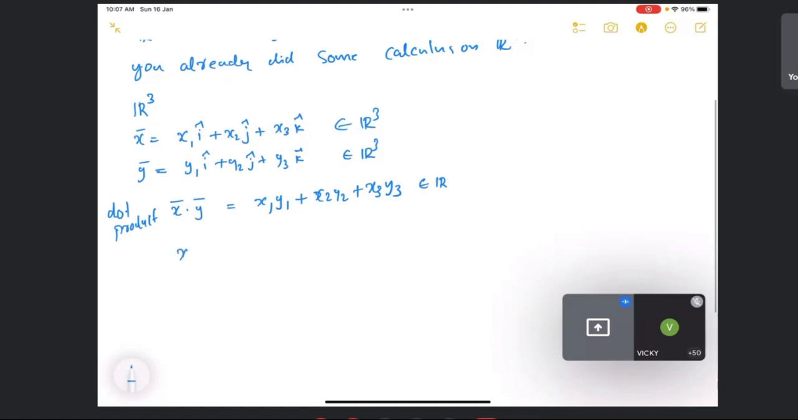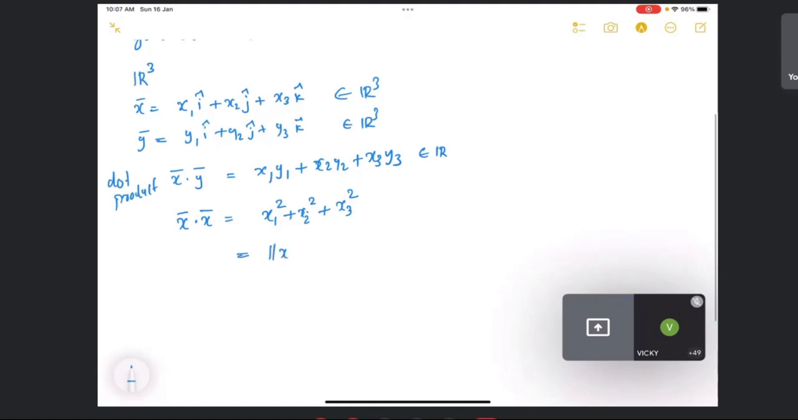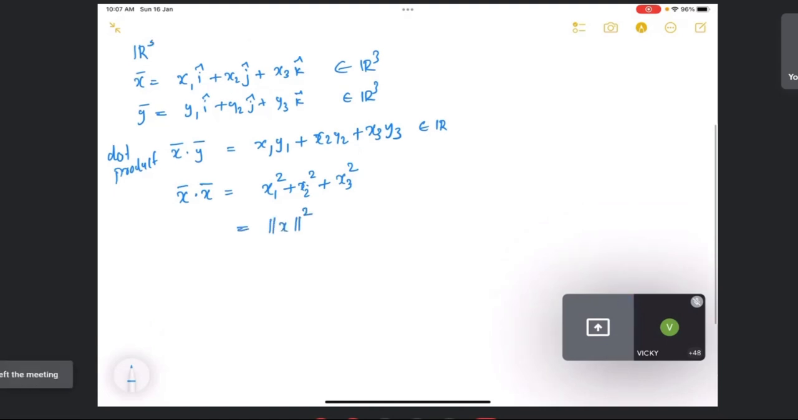And from this, you can also calculate the dot product of a vector with itself. This gives you x1 square plus x2 square plus x3 square, and you call this norm x square. What does this say? This is nothing but the distance from the zero vector to the vector x.